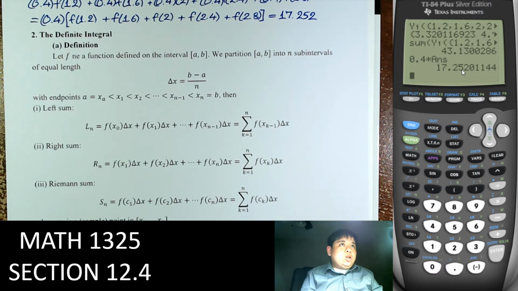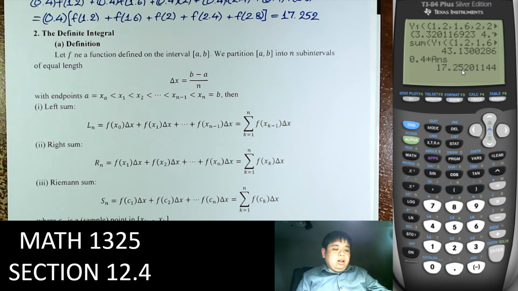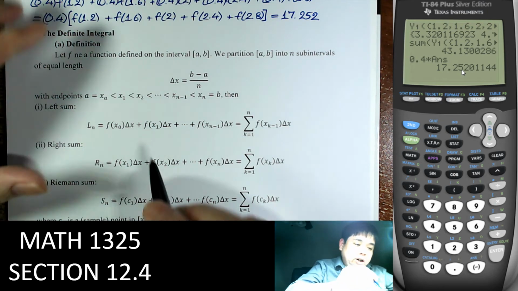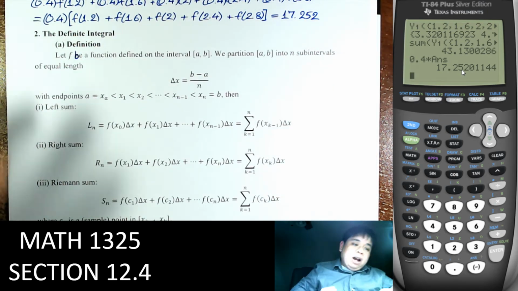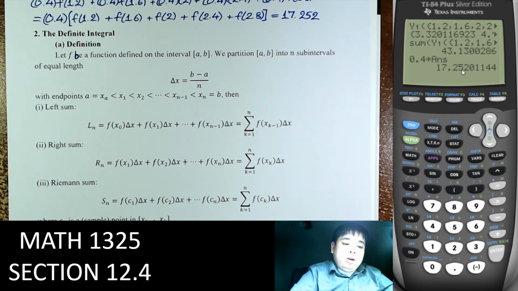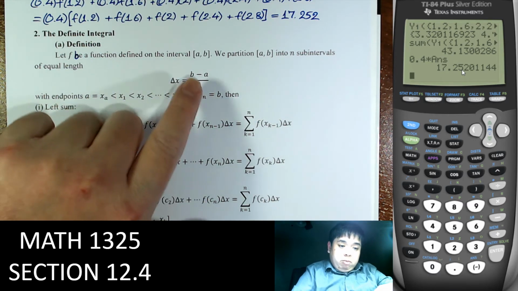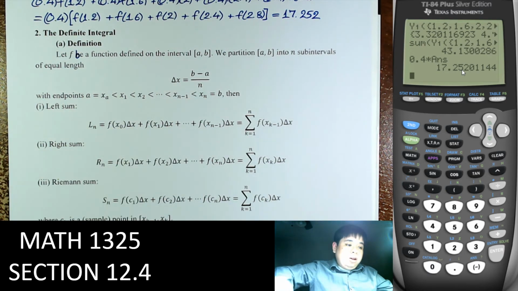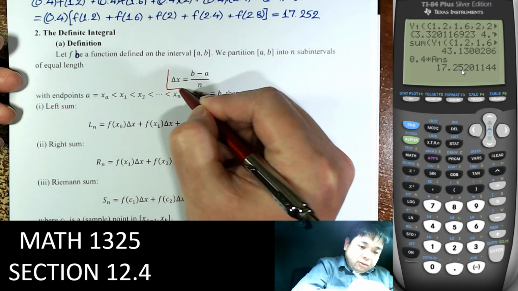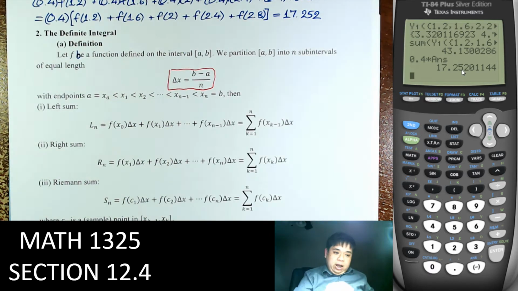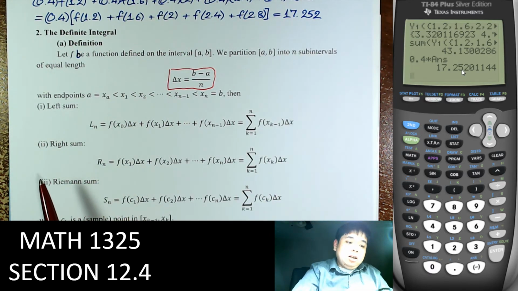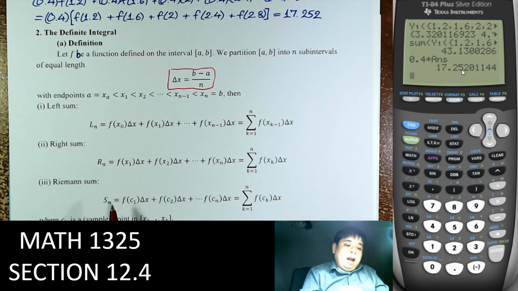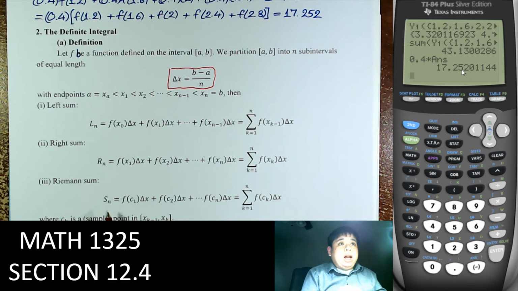Right, so now we define the definite integral. Let f be a function defined on the interval. We partition or divide the interval from a to b into n rectangles. So this is the width, as we mentioned before, and the endpoints, like that. Then we can use the left endpoint, the right endpoint, the midpoint, or any point in between.